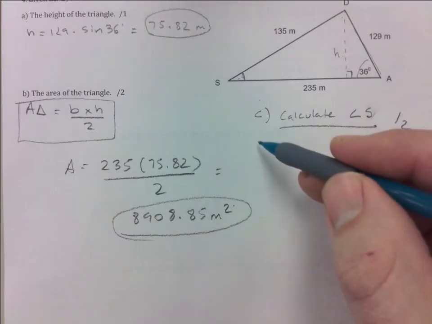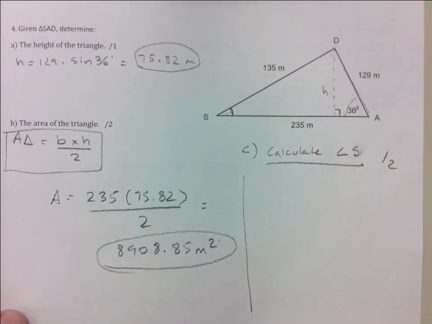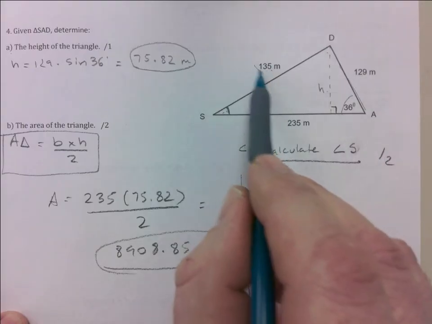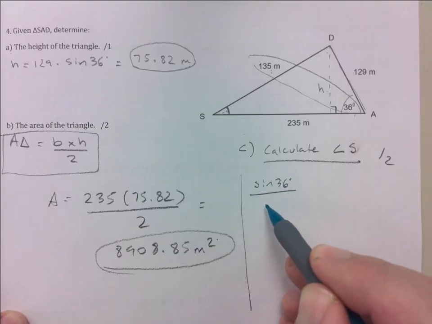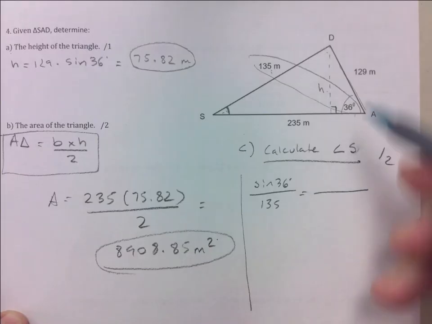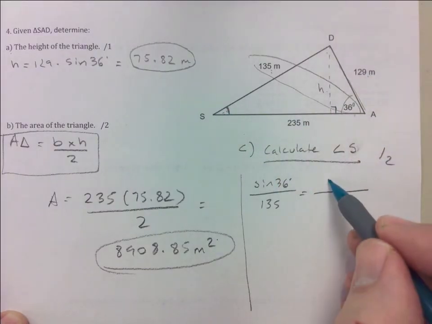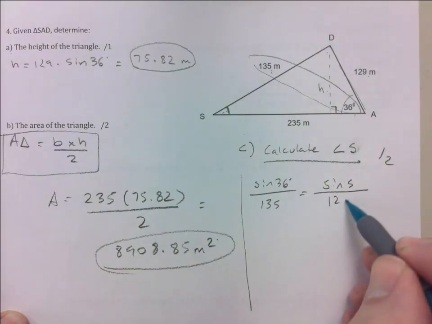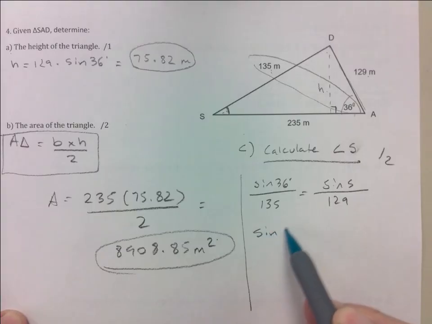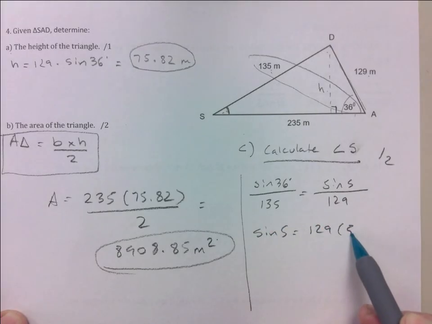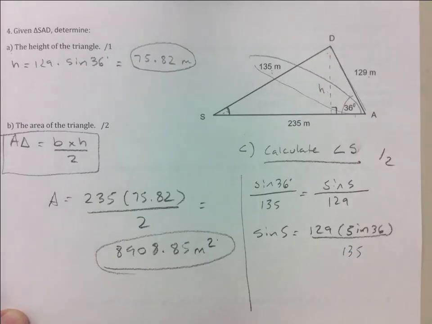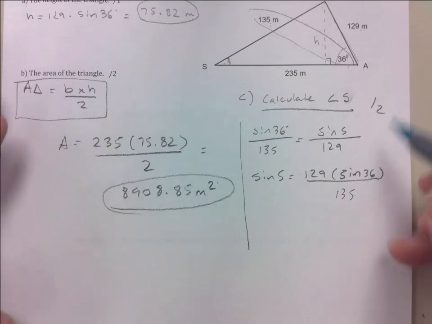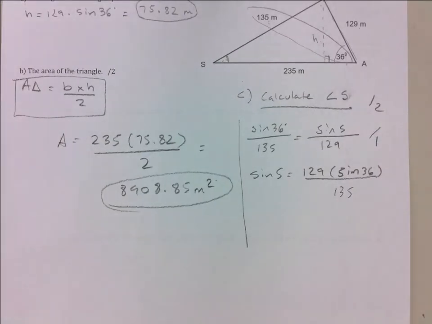Units. Okay. All right, next, calculate S. So you've got your pair all the way across, right? You have that pair, so don't forget about that. 135, right? And if you want angle S, you got to use this side. So sine of S is 129 times sine of 36 divided by 135. I'll tell you this, if you have this setup done correctly, you already get a mark, okay? And then you get another mark for solving, actually showing the work.